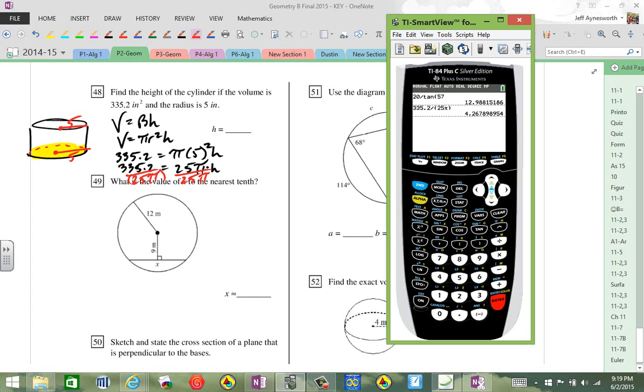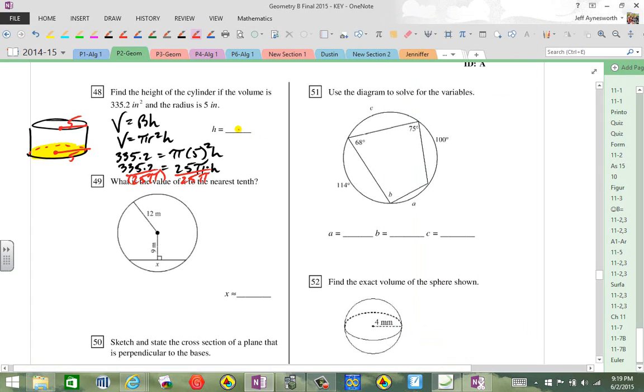Okay, that looks good to me. I think that's it. So let's write that down. 4.27. In this case, inches.